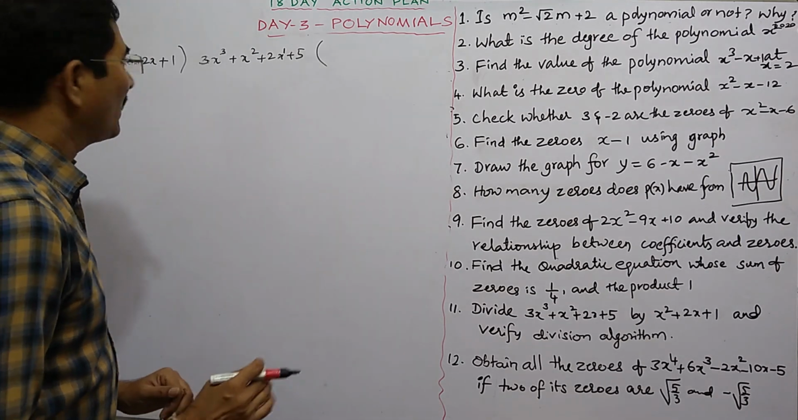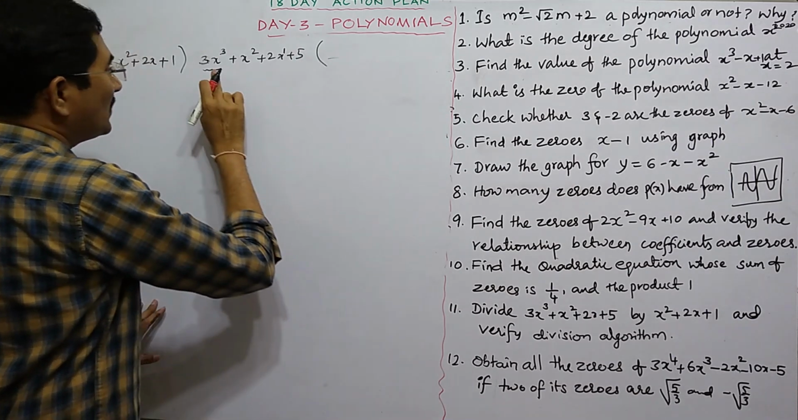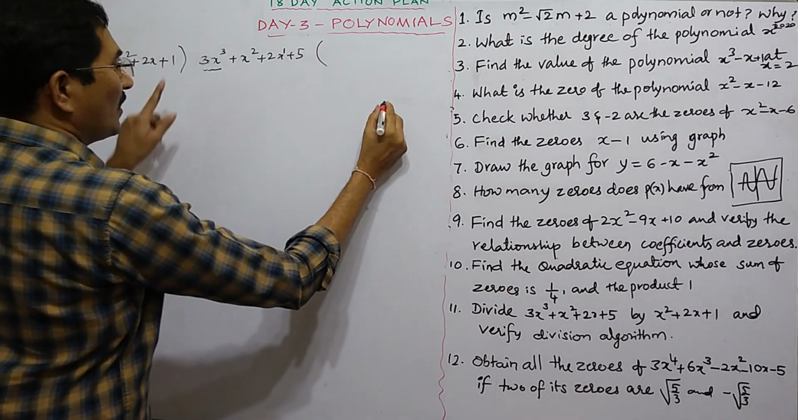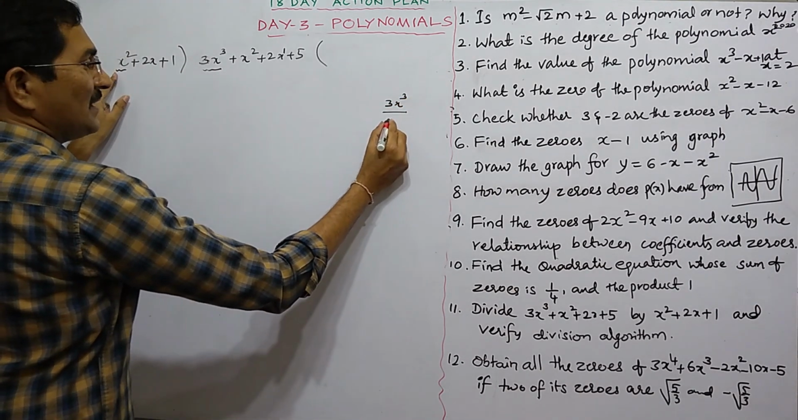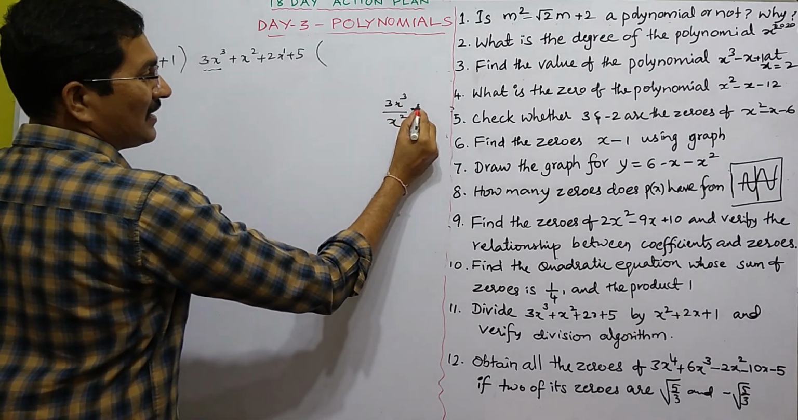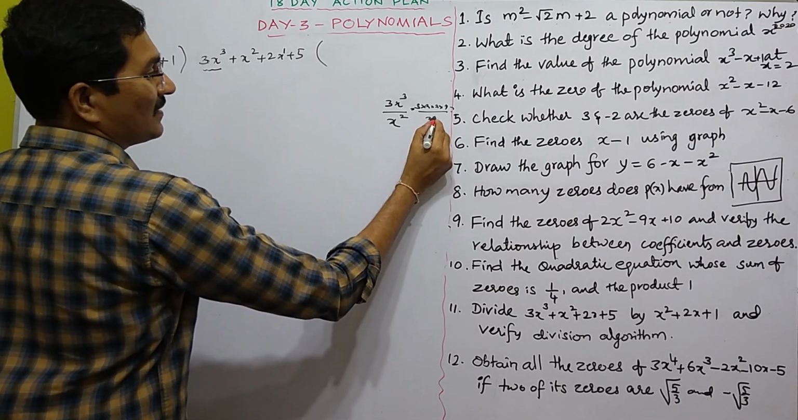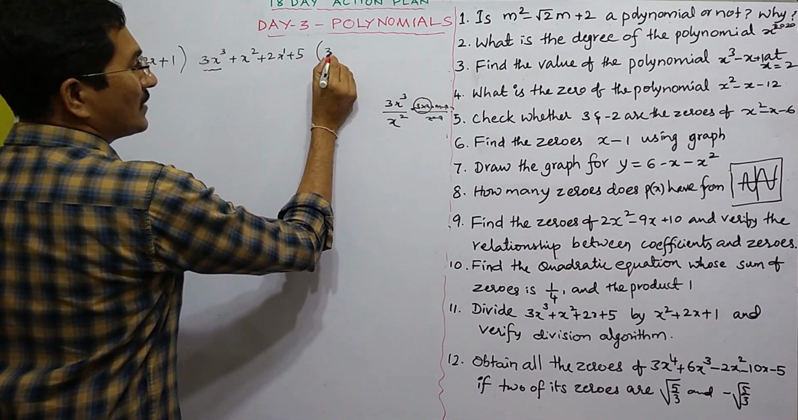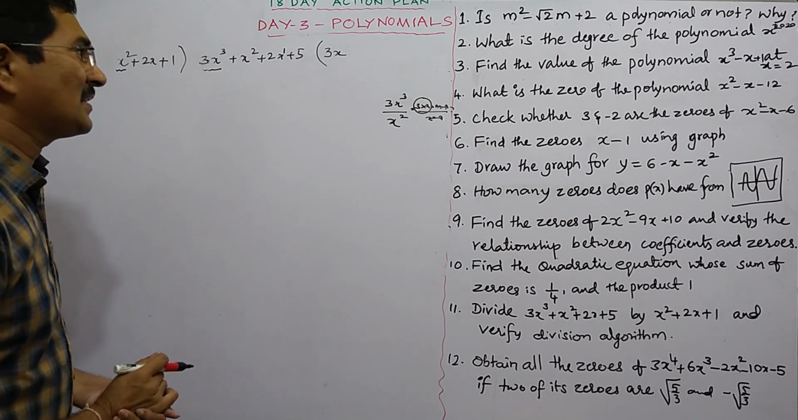Let us see how to decide the first term of the quotient. You will take the first term of the dividend, the 3x cube, and divide it by the first term of the divisor. So 3x cube means 3 into x into x into x divided by x square means x into x. The two x's go, so 3x remains. This has to be taken as the first term of the quotient.